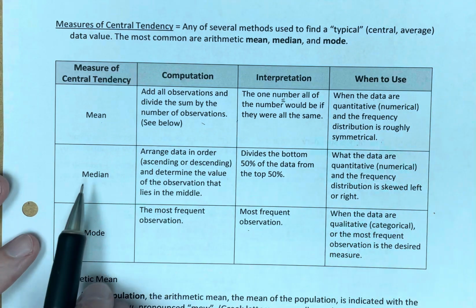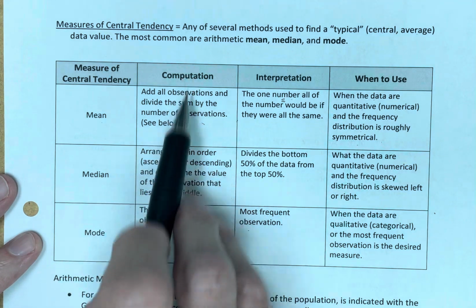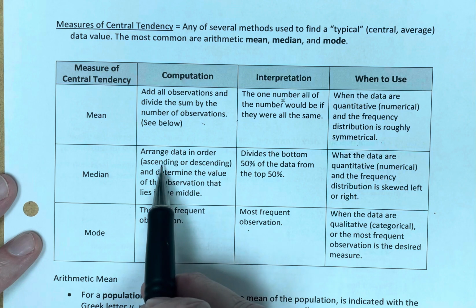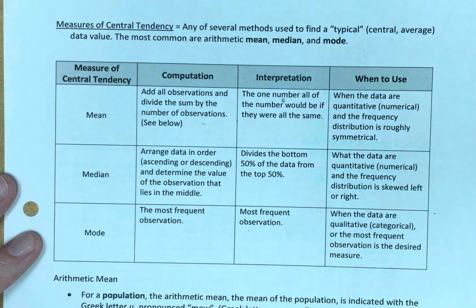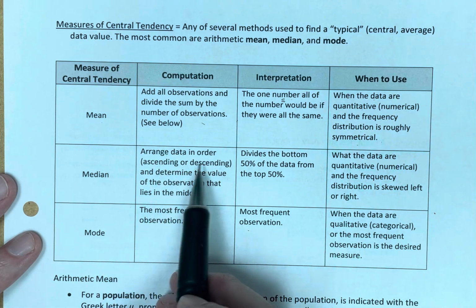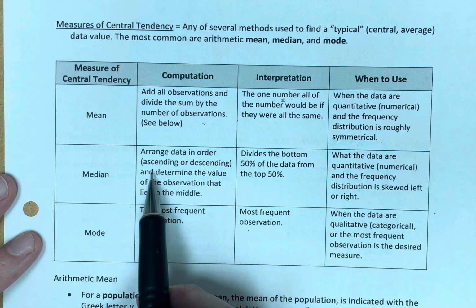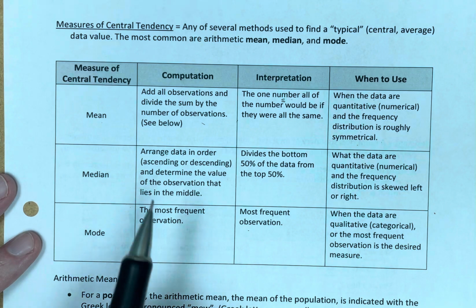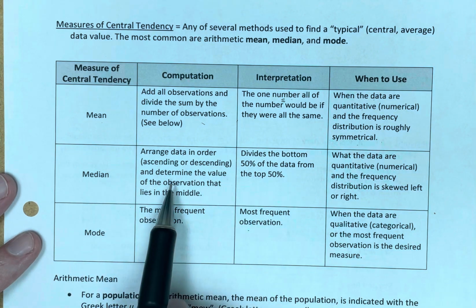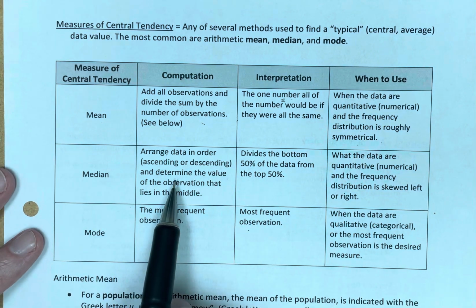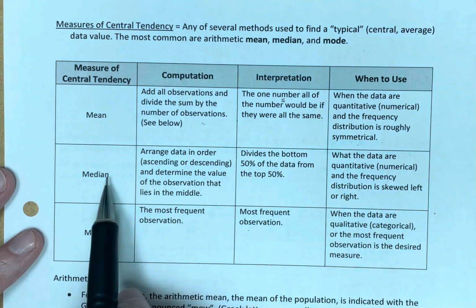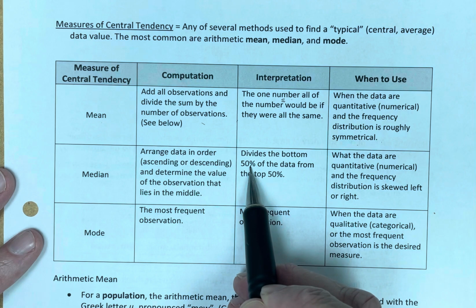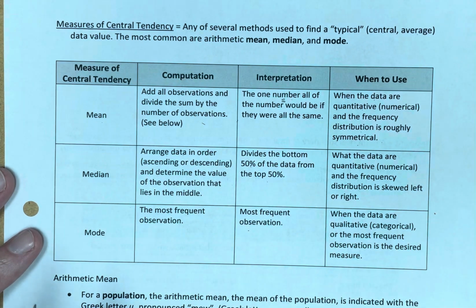The median. How do we calculate the median? Arrange the data in order, either from lowest to greatest or greatest to lowest, and determine the value of the observation that is in the middle. The median is basically the middle point. How do we interpret it? The median simply divides the bottom 50% from the top 50%.